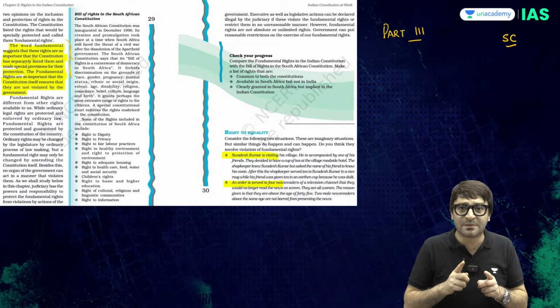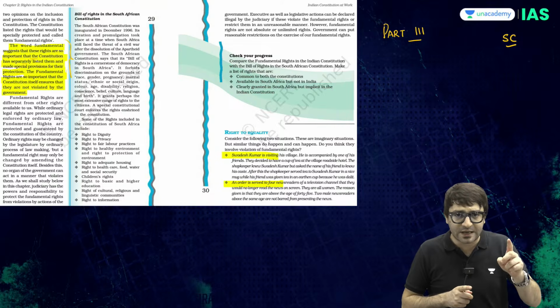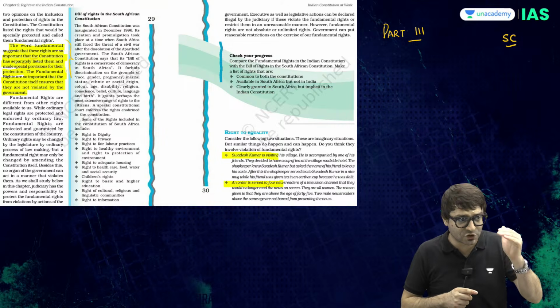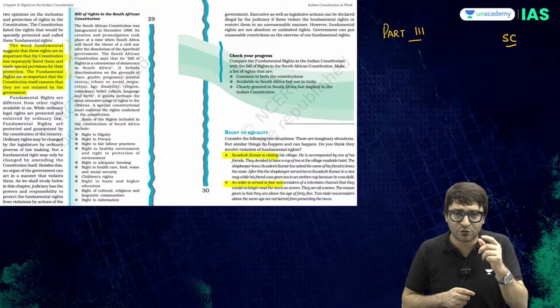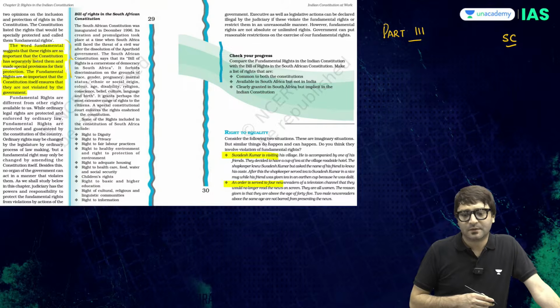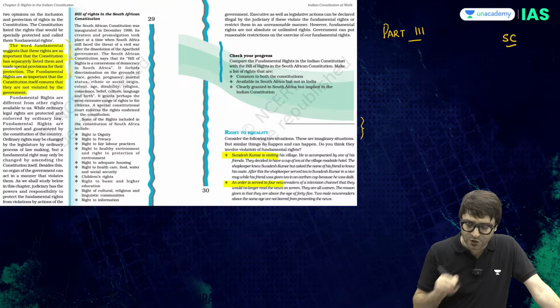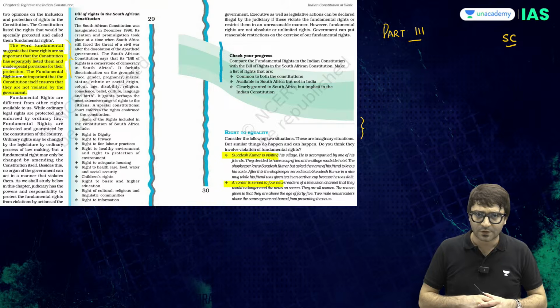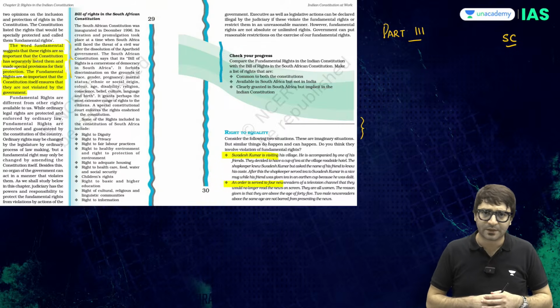And if these fundamental rights are violated, you can directly knock on the doors of the Supreme Court, which is the top court in this country, known as the apex court. Right to equality. Two instances are provided.